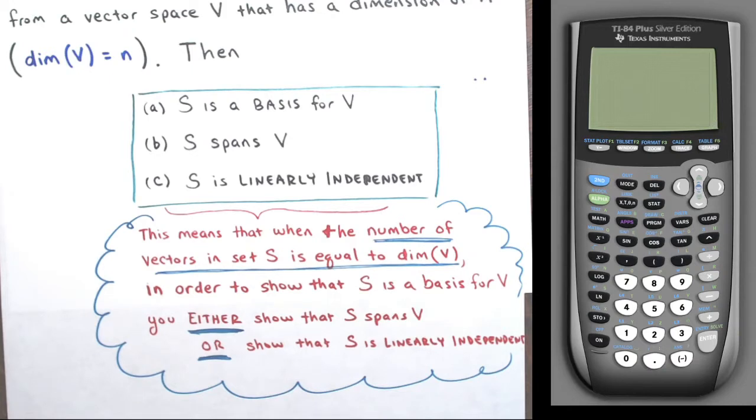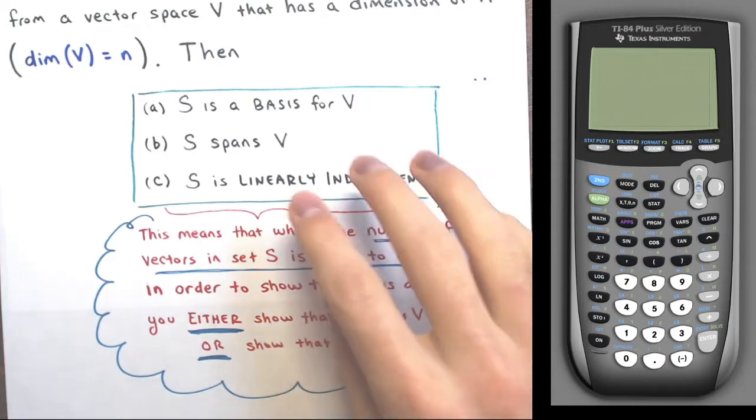But if you don't, one more time, sorry: if you don't know the dimension of the vector space, you have to show both. You have to show that the set spans the vector space, and you have to show the set is linearly independent.